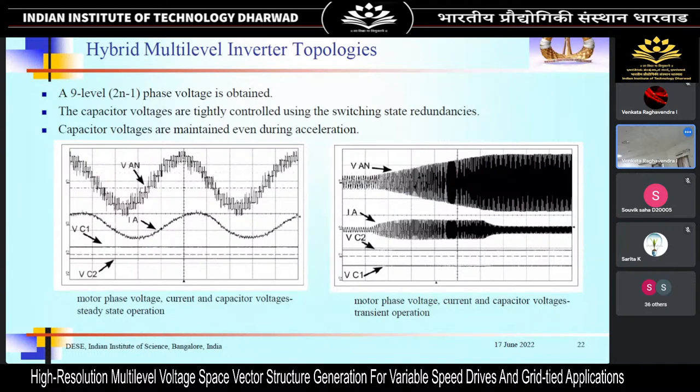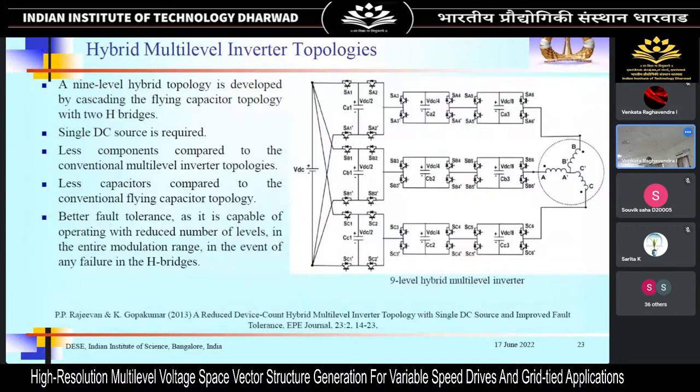So acceleration means it's going from 1, 2, 3, 4, 5 level, the voltage rising as the speed increases. See, during acceleration the current is more because the torque is more. During transient also, the capacitor is stable. So using the switching state redundancy, the capacitor can be balanced with only a single DC. That is the idea. Then we can extend this to 9 level also.